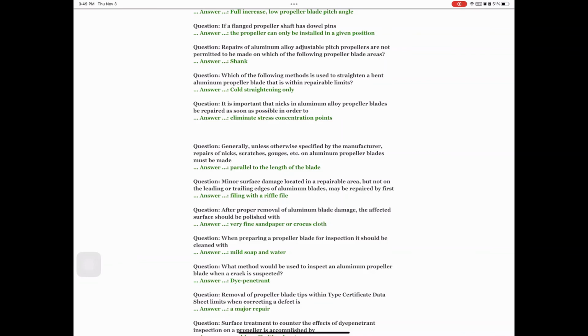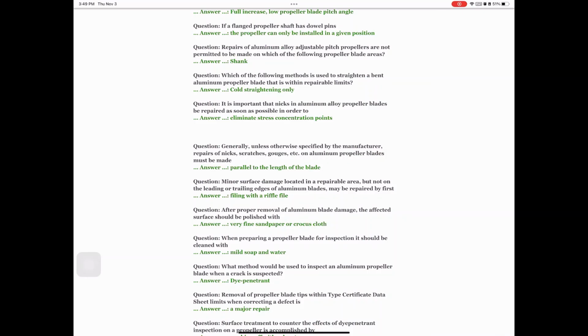Question. Minor surface damage located in a repairable area, but not on the leading or trailing edges of aluminum blades, may be repaired by first? Answer. Filing with a riffle file. Question. After proper removal of aluminum blade damage, the affected surface should be polished with? Answer. Very fine sandpaper or crocus cloth.